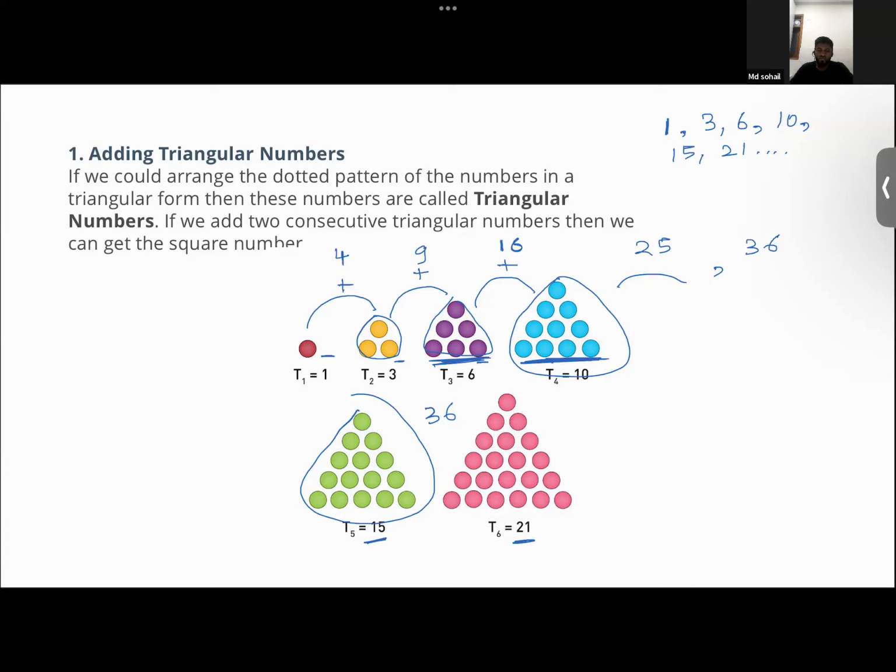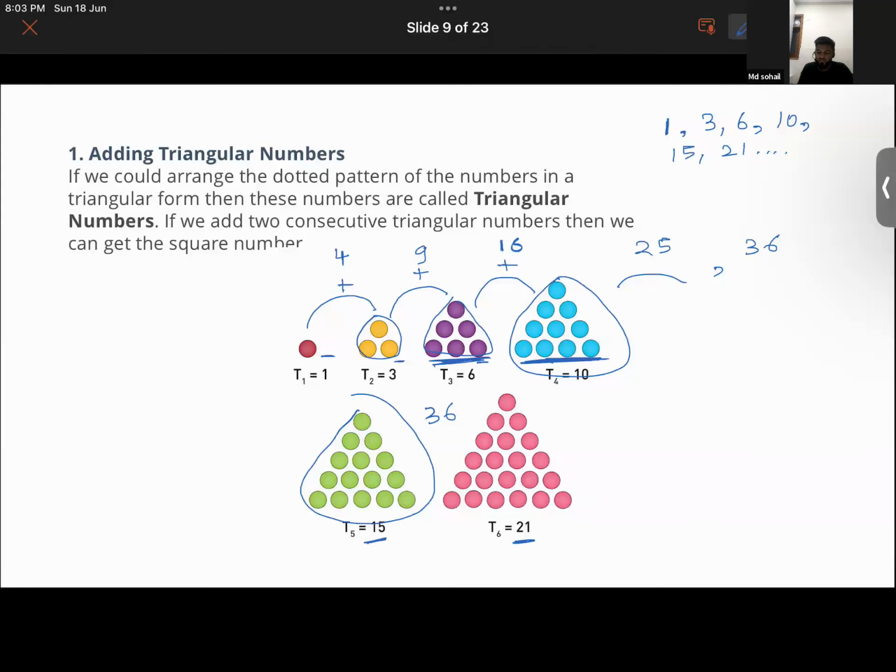Yes, sir. 4 is the square of 2. 9 is the square of 3. 16 is the square of 4. 25 is the square of 5. And what about 36, Ahmed? 36 is the square of 6. Okay, so we see here that when you add two consecutive triangular numbers, you get a square number.